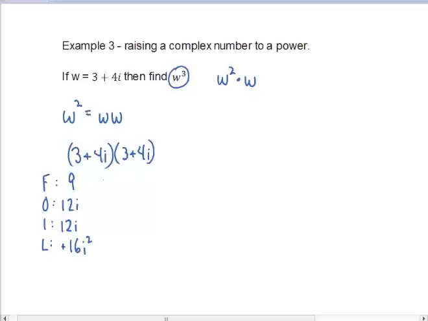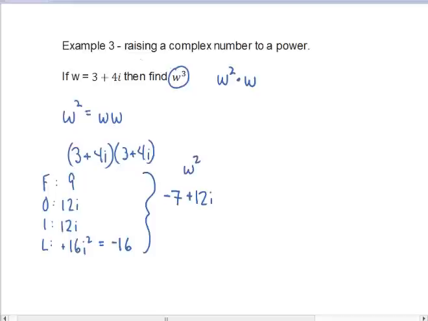16i squared. Now in the last video we talked about what i squared is equal to. It's equal to -1. So as soon as you see you have an i squared, you just change that over to -16, so that when you combine terms, you know that you have -7 plus 12i, and that would represent your w squared part.